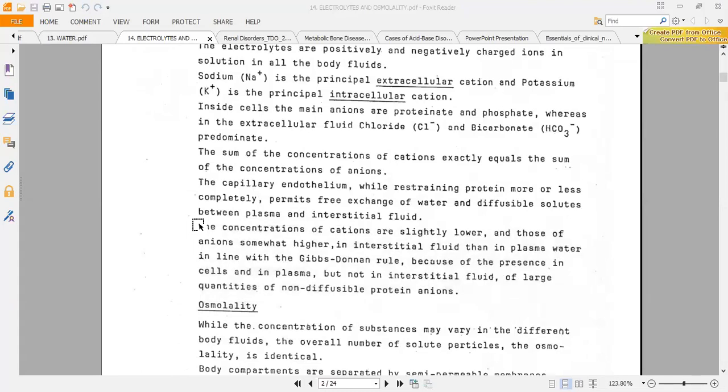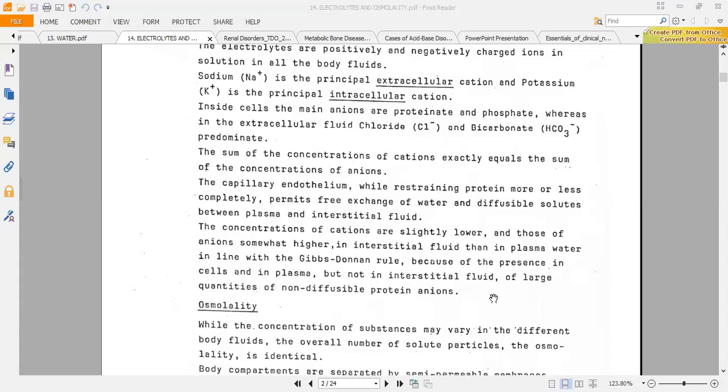Okay, so this side. Let's focus on this side. Now, it's saying that the concentrations of cations are slightly lower in the interstitium than the plasma. So when we take the plasma and the interstitium, we know they are all part of the extracellular fluid, and they are separated by the capillaries. So the capillaries separate plasma from the interstitium.